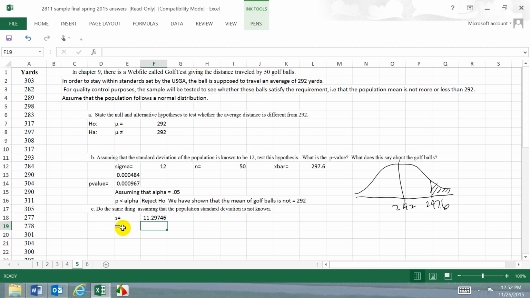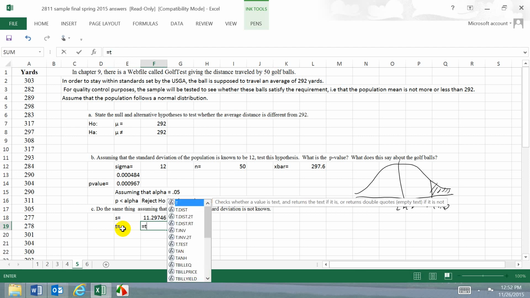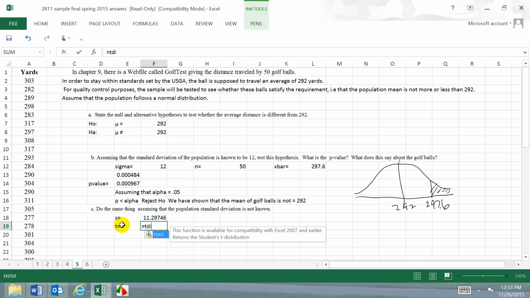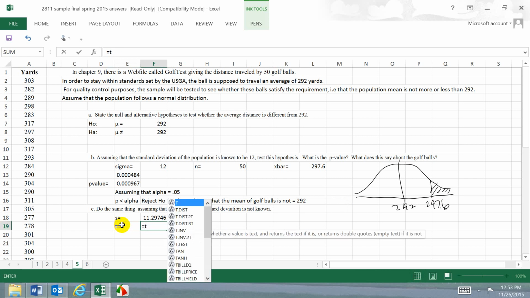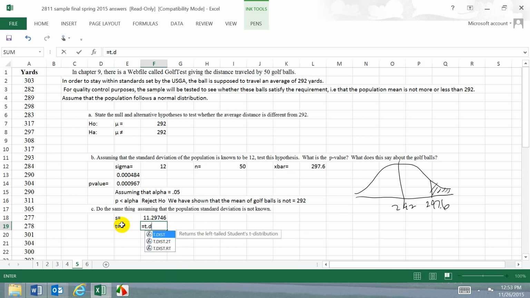And I'm using T because the standard deviation is unknown. Now, if the standard deviation is unknown and I'm looking for the T value, so T dist, and we said that there are a number of ways. You can either use T dist or T dot dist. We'll use T dot dist because T dot dist works very much in the same way that the norm dist works, and that's why we're using this.